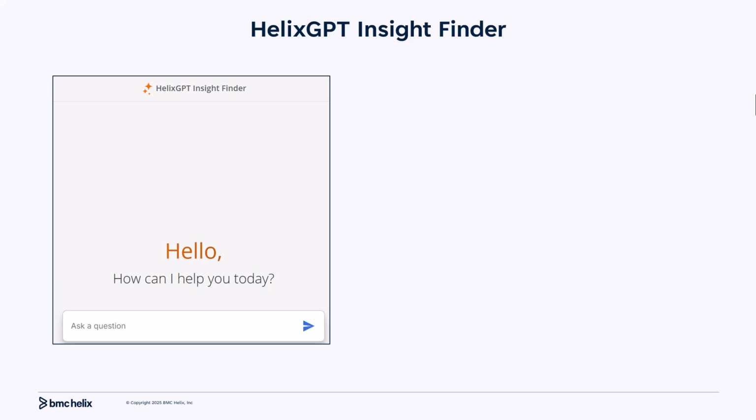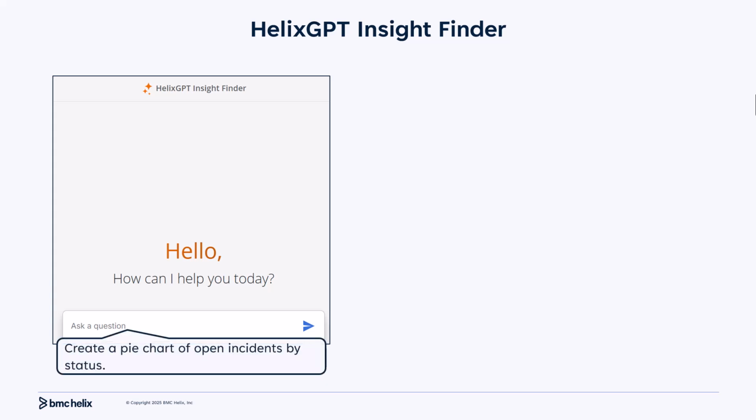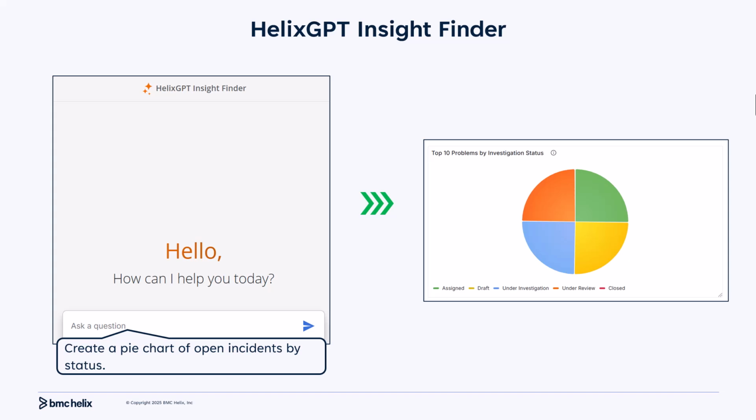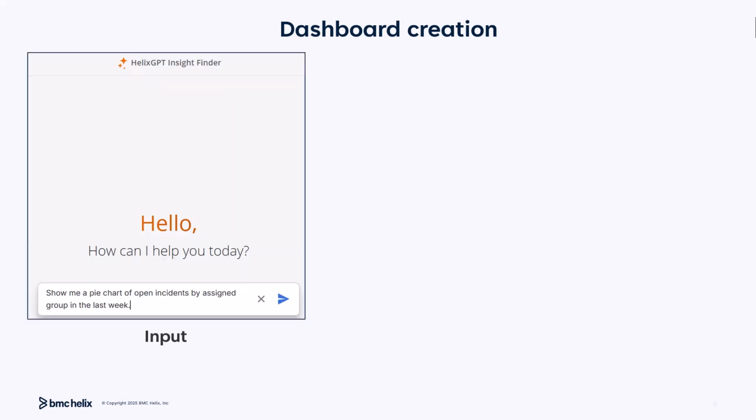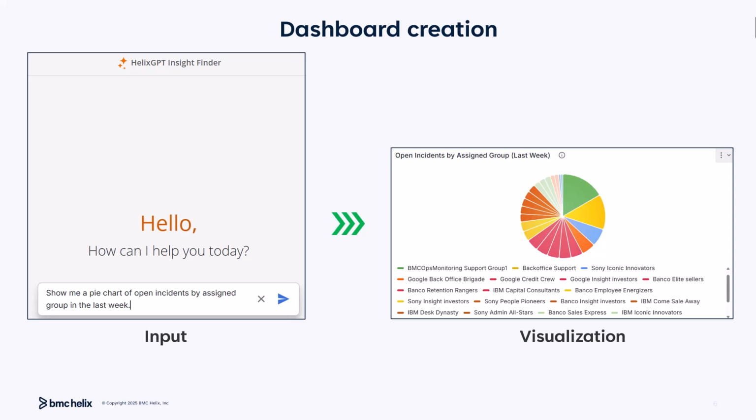With HelixGPT Insight Finder, generate visualizations based on natural language inputs to analyze data. Access HelixGPT Insight Finder from the left navigation pane. Enter input as a natural language prompt, just as you would talk to a coworker. HelixGPT Insight Finder shows you what's going on with auto-generated visualizations. Let's now look at some example prompts.